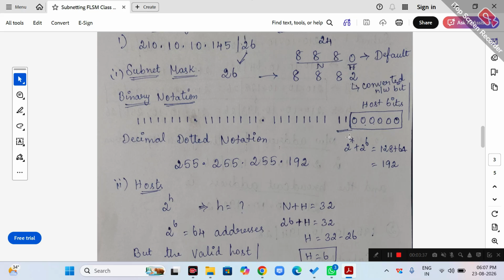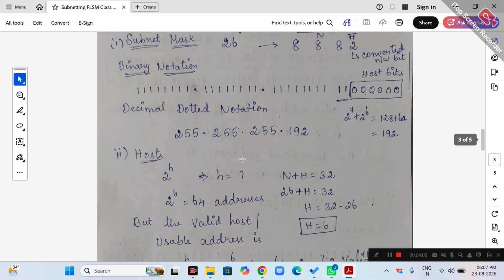So it is 255.255.255. In the last octet, the converted network bits are only the first two positions, 2 to the power 7 and 2 to the power 6. 2 to the power 7 equals 128 and 2 to the power 6 equals 64, so 192. For the last octet, the decimal value is 192. This is the subnet mask for the value 26.